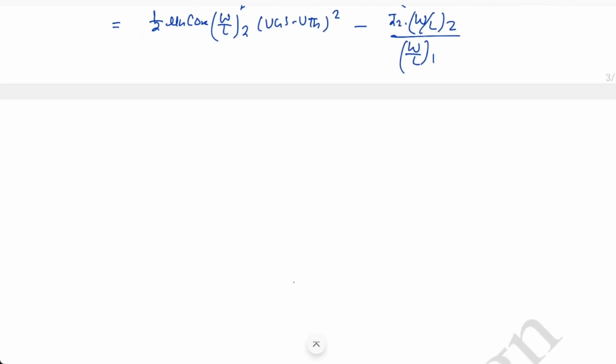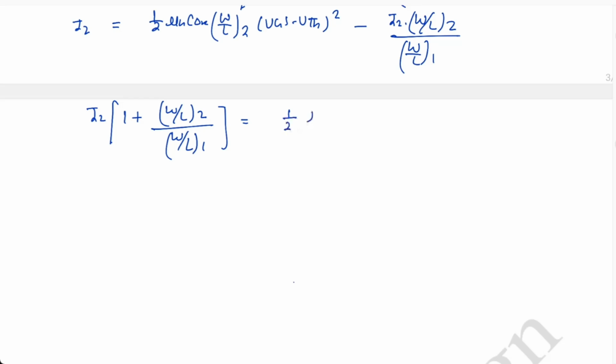Now take I2 together. So this one, I2 times (1 plus W by L2 divided by W by L1) equals 1 by 2 mu1 Cox W by L2 (VGS minus VTH) whole square. Now what will be the I2?